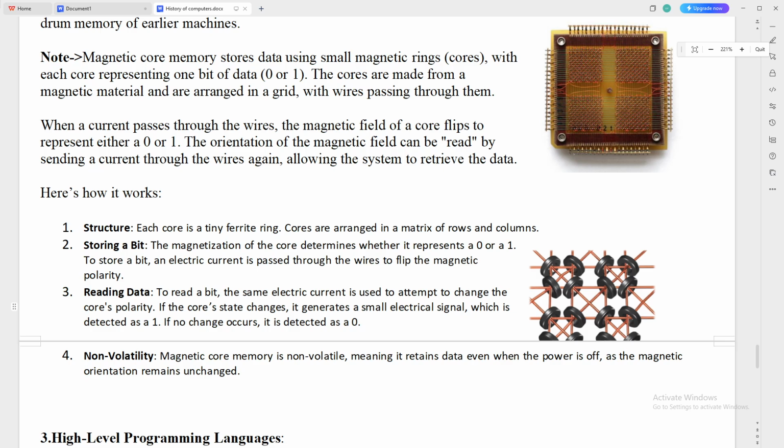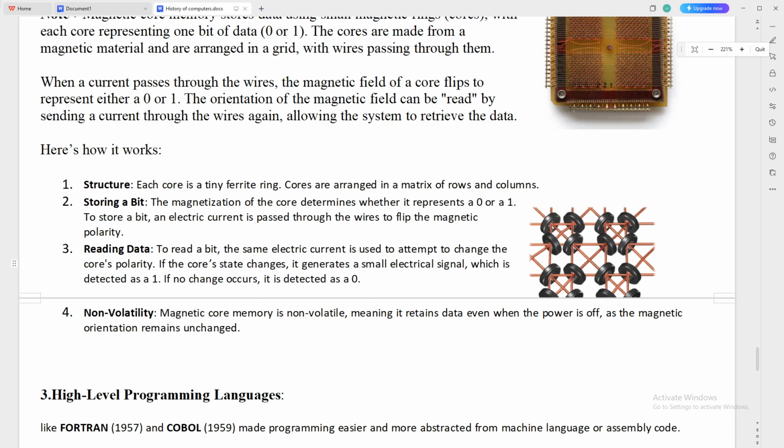Storing a bit: the magnetization of the core determines whether it represents a 0 or 1. To store a bit, an electric current is passed through wires to flip the magnetic polarity. Reading data: to read a bit, a similar electric current is used to attempt to change the core polarity. If the core state changes, it generates a small electrical signal which is detected as 1. If no change occurs, it is detected as 0. So if it flips, it is represented as 1, and if it does not flip, it is detected as 0.